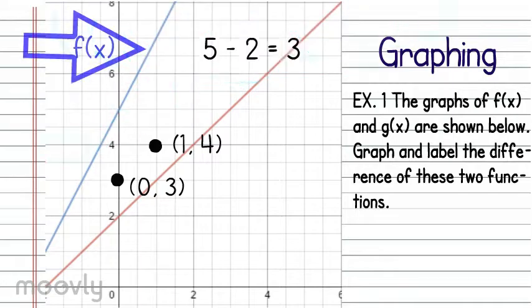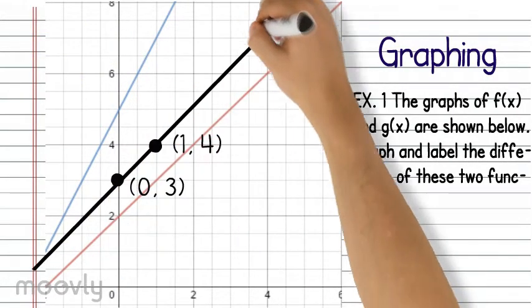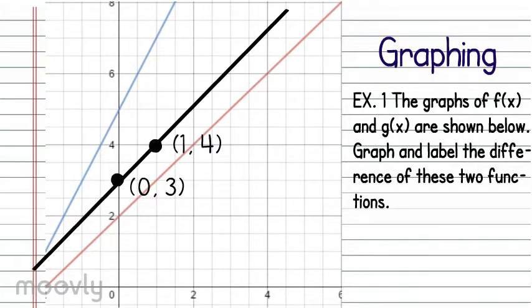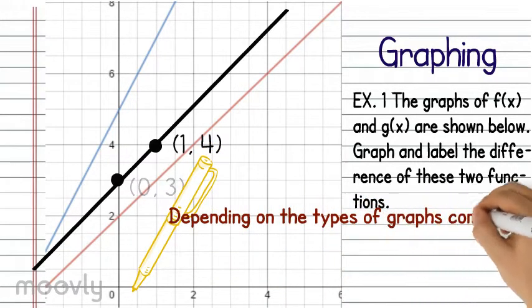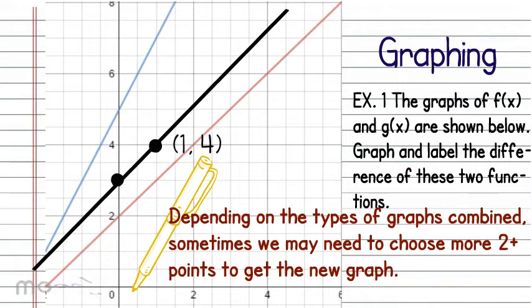Since the graphs of both f(x) and g(x) are straight lines, we know that the graph of their difference would also be a straight line, and that's why we can pick only 2 points to determine the behavior of the graph. But just note that, depending on the types of graphs that are combined, sometimes we may need to choose more than 2 points to get a new graph.